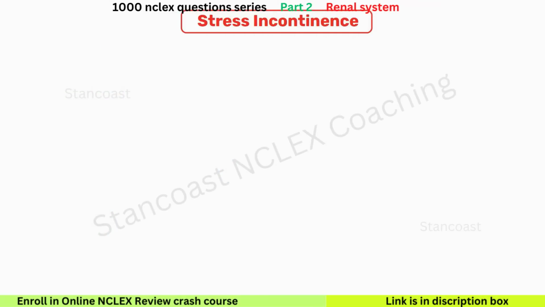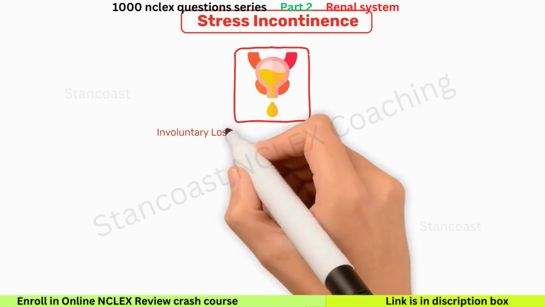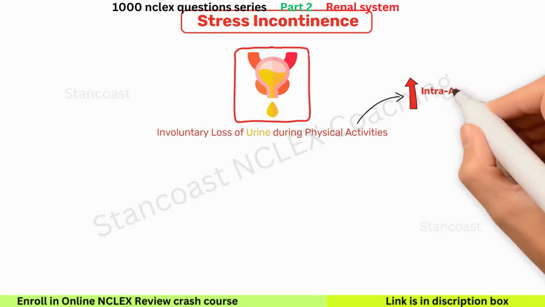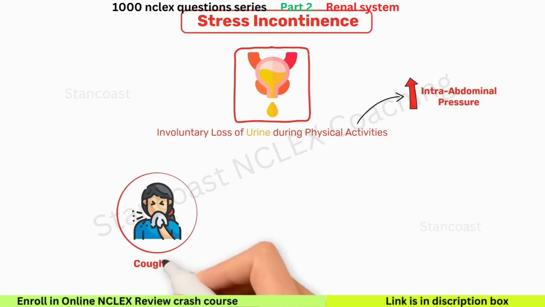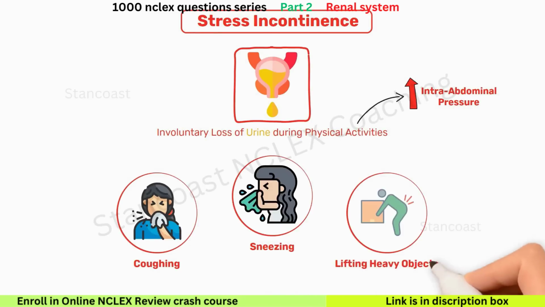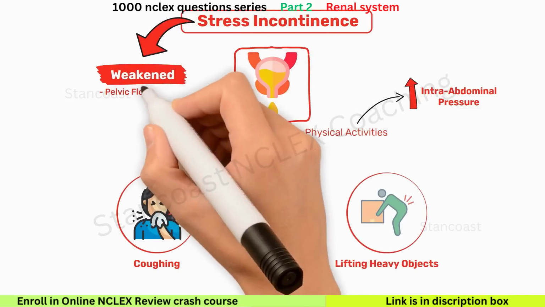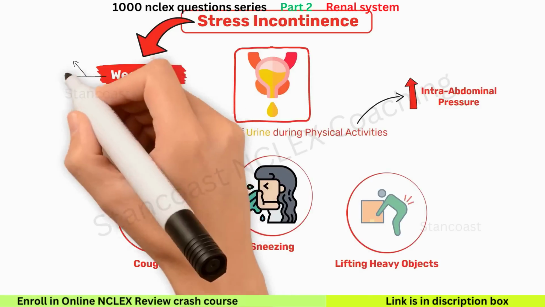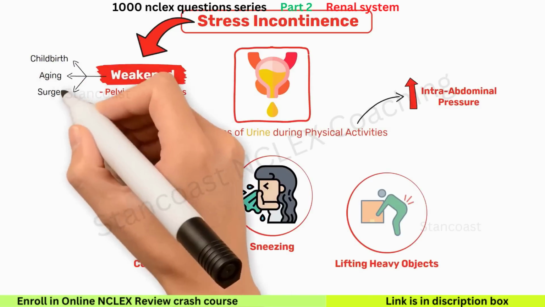Stress incontinence is characterized by the involuntary loss of urine during physical activities that increase intra-abdominal pressure, such as coughing, sneezing, or lifting heavy objects. This type of incontinence is often caused by weakened pelvic floor muscles or a weakened urethral sphincter, which can occur due to factors like childbirth, aging, or surgery.